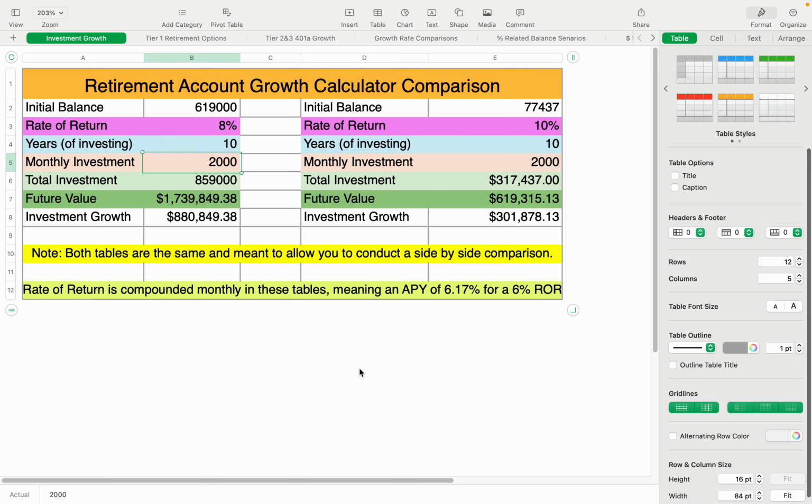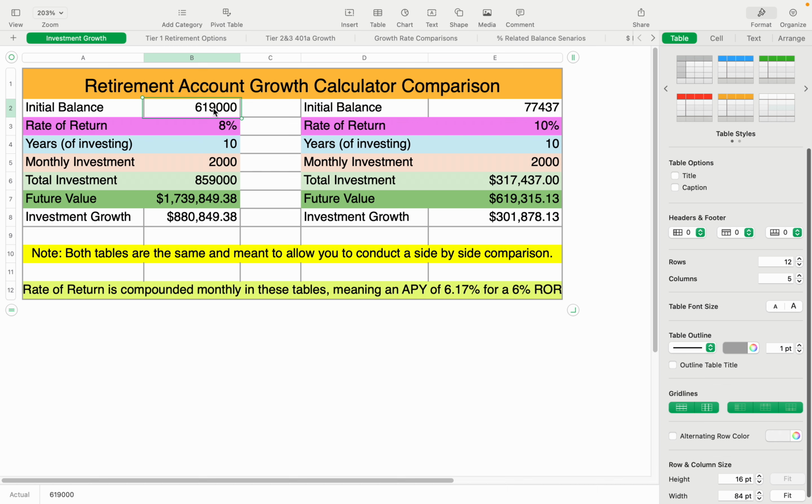We are trading days for dollars or dollars for days, however you want to say it. But the longer we stay, certainly the more we make in this career. So anyway, that is the intent for this spreadsheet. With that being said, I'm going to jump into the investment growth, and then we're going to go over here to the rate growth comparison. So this retirement account growth calculator gives you two different scenarios, right?